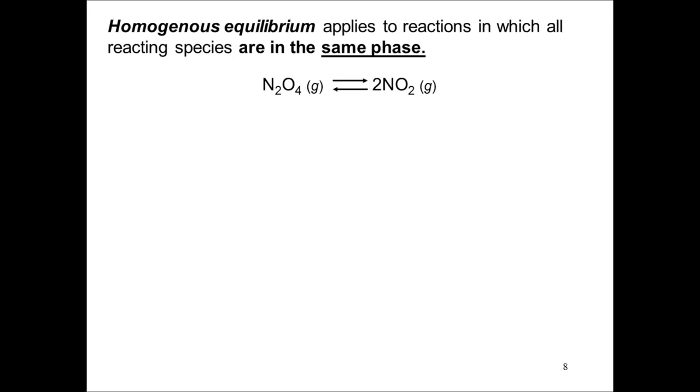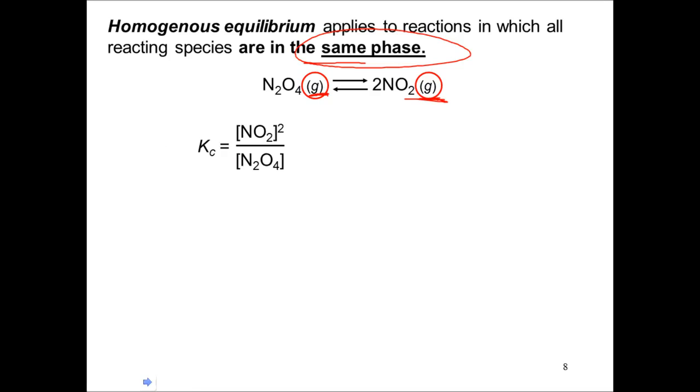Homogeneous equilibrium on slide 8 applies to reactions in which all the reacting species would be in the same phase. Like our known example here, N2O4 was in the gaseous phase, and so was NO2. This is the important concept then. If you have a homogeneous equilibrium, what we call it is Kc, and it's going to have the same phase. And again, please remember that you're going to take the concentration of the product raised to the power of its coefficient divided by the concentration of the reactant raised to the power of its coefficient.